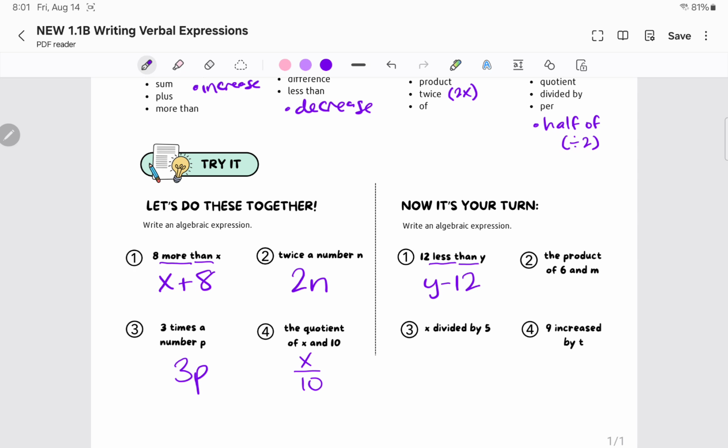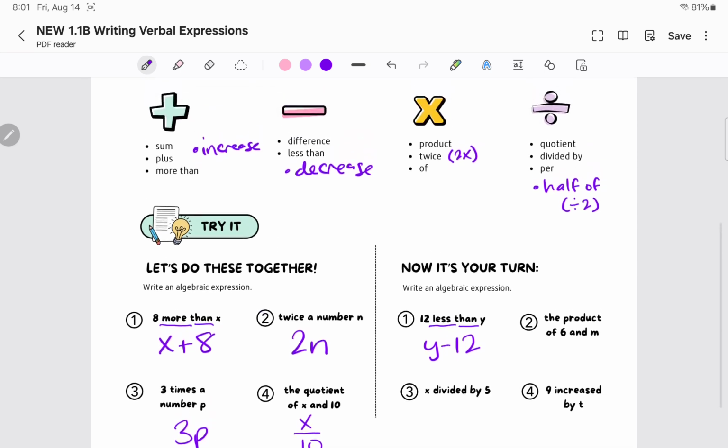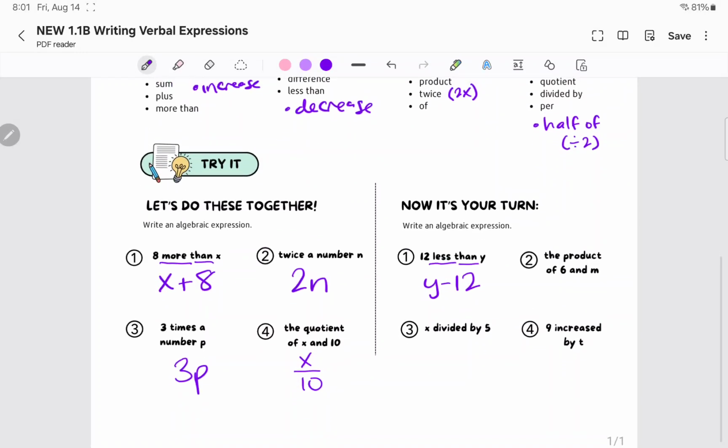All right, number 2, the product of 6 and m. Product means multiply. Remember, when it's a number and a variable, we just put them right next to each other. So it's going to be 6m. All right, number 3, x divided by 5. That's going to be pretty simple, divided by. So I'm going to put it like this. Just to let you know, you can write it like this as well. You can also have done that over here, x divided by 10. I'm just used to using the fraction bar. We're going to use that when we solve equations, so you might want to get used to that now. But either one is going to be perfectly acceptable.